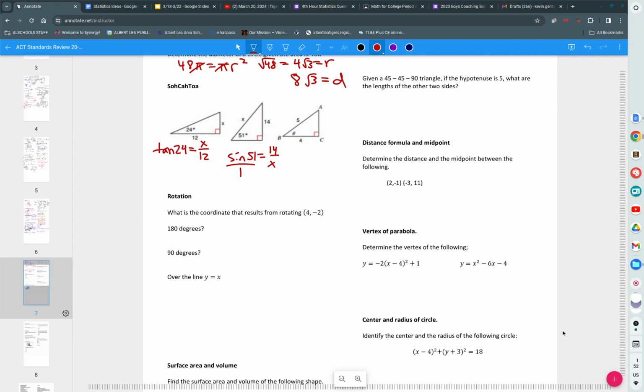Next one, sine, cosine, or tangent. Cosine of the angle is equal to 4 over 5. Can you solve for an angle? Is that possible? Yes. What do you press? Inverse cosine on your calculator.